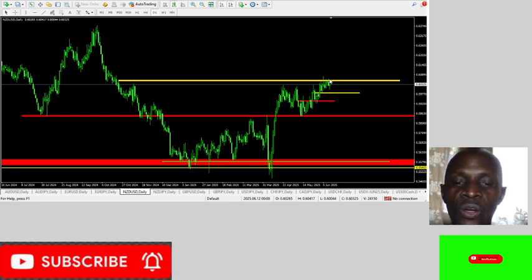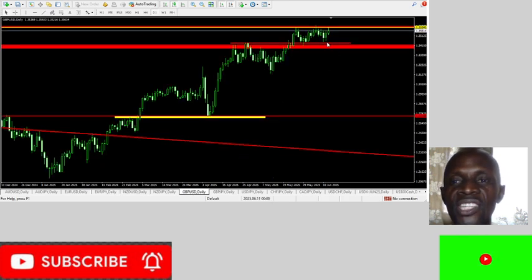That's how you know what is happening to USD pairs. And GBP USD, what do we see here? We are seeing a range again here. Remember, a range is just a pause.